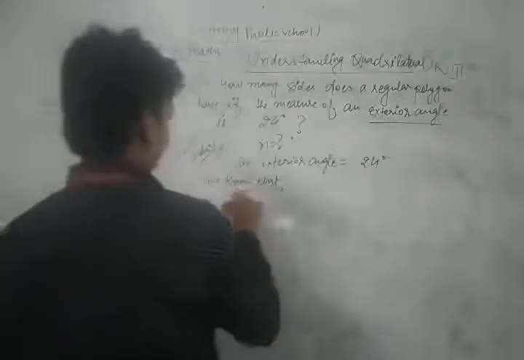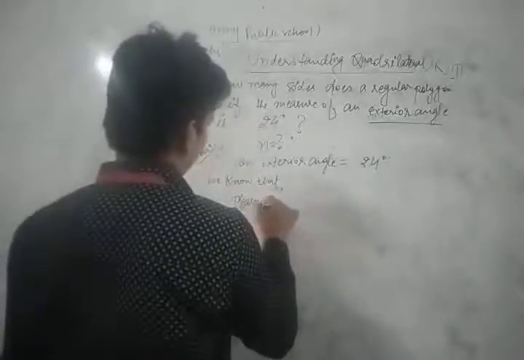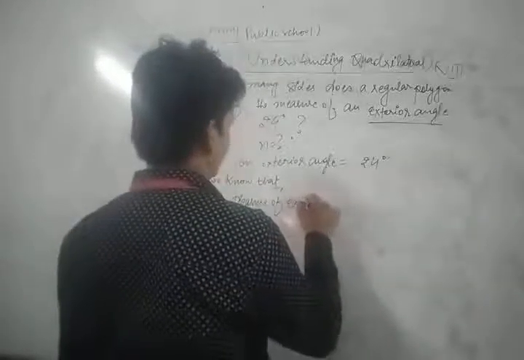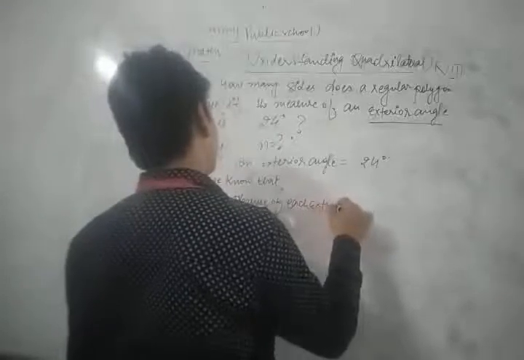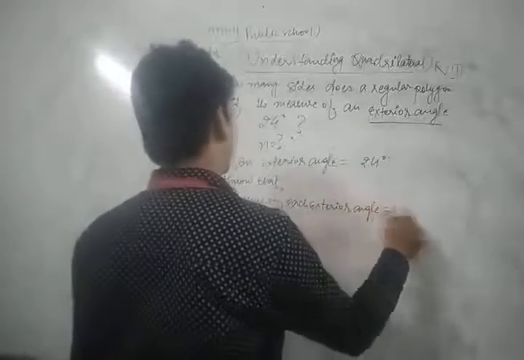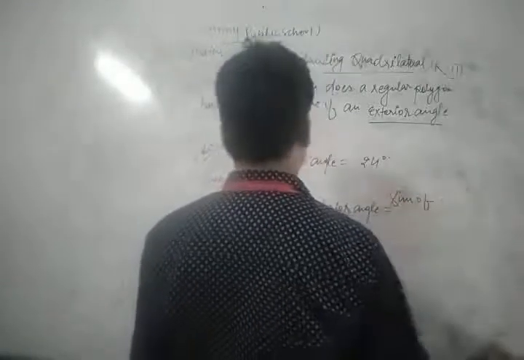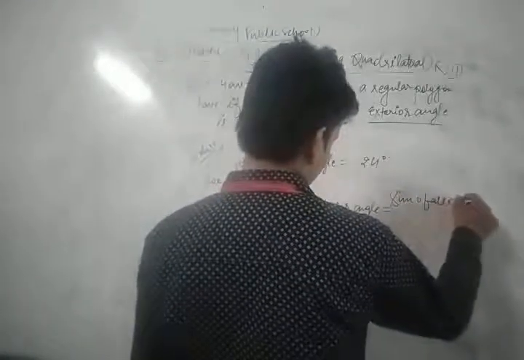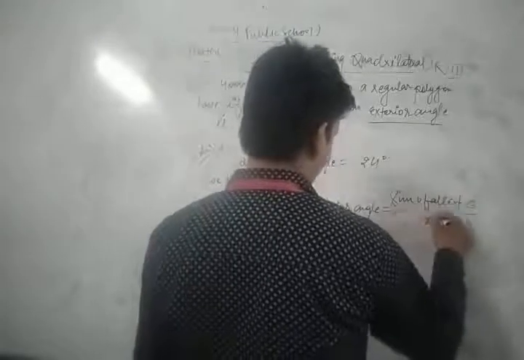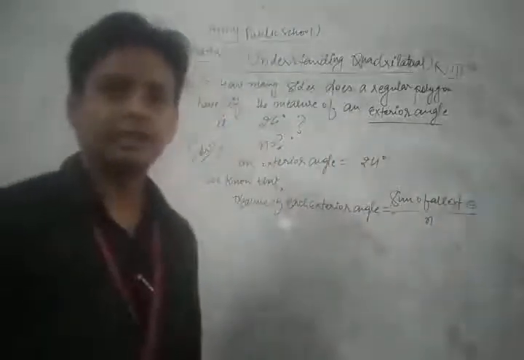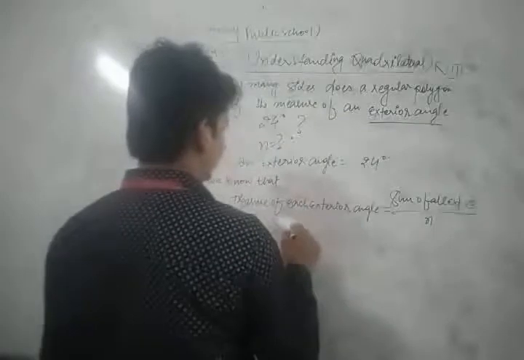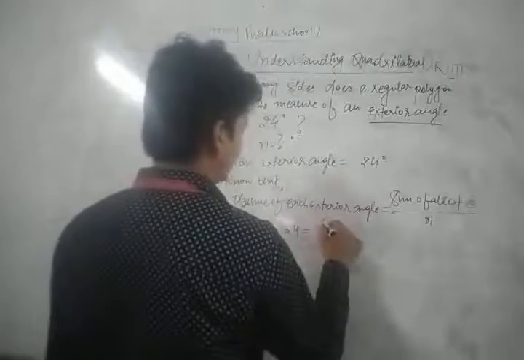the measure of each exterior angle is what? Sum of all exterior angles upon number of sides. And you know that the sum of all exterior angles is what? 360. So here, for each exterior angle, we put 24 is equal to 360 upon n.